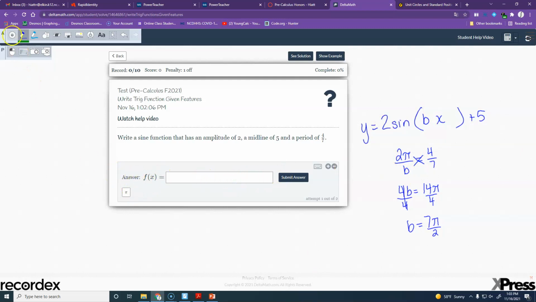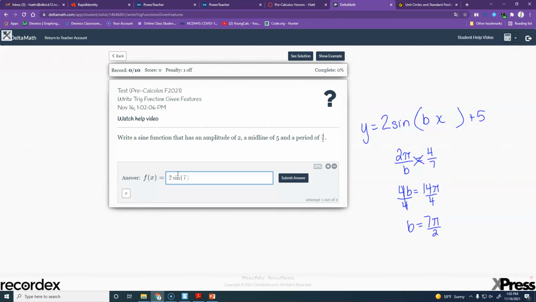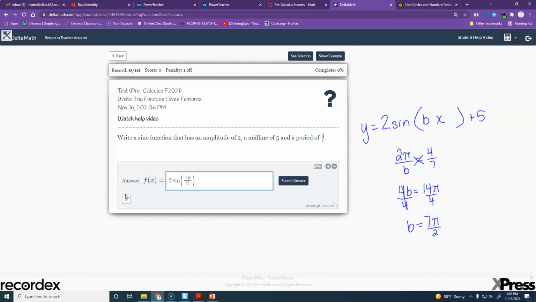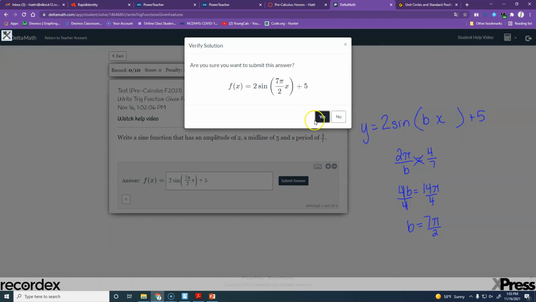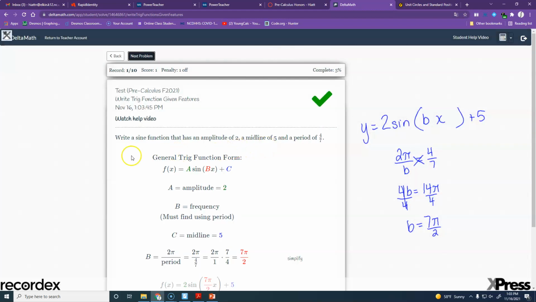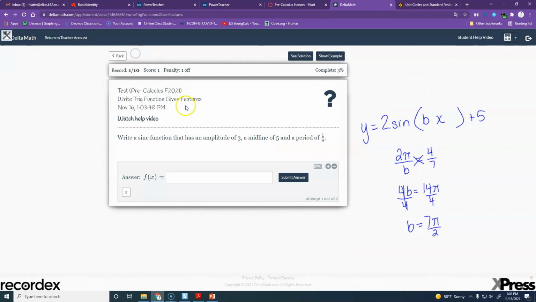So let me change this and type. We would type in 2 sine of 7 pi over 2 times x plus 5. That is what you will do for this part. Right? So amplitude and midline should be pretty straightforward. It's that period part that you're going to have to work for.